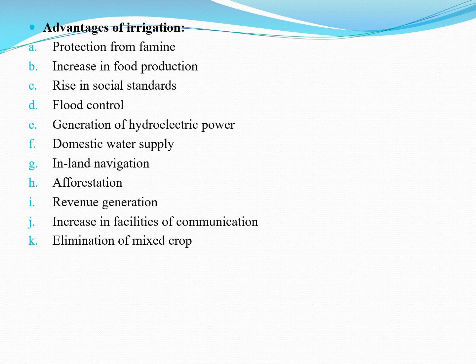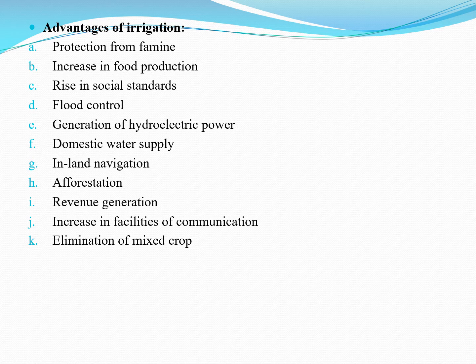Next is domestic water supply. Irrigation helps in augmenting the water supply of towns. Means, by providing the irrigation system, it increases the water supply of towns, and this helps where water is available with greater difficulty.